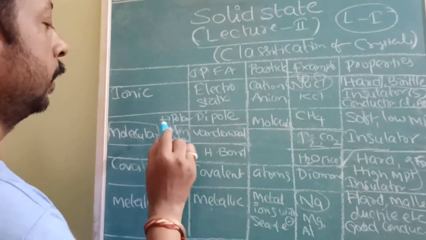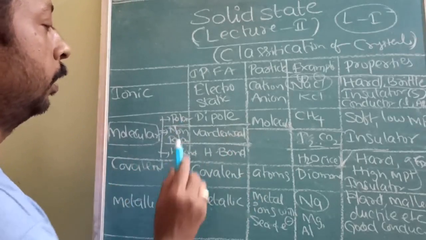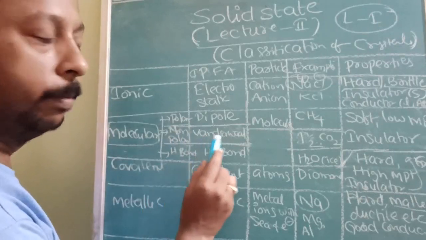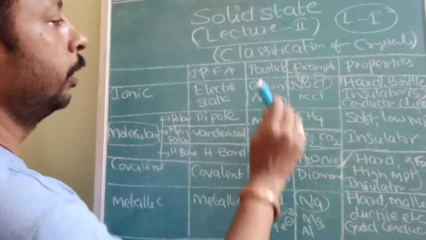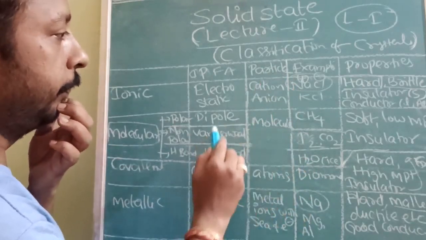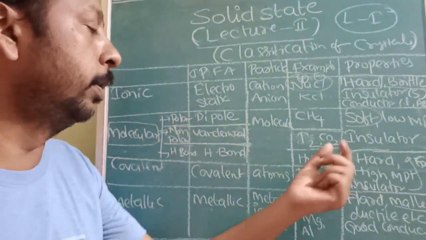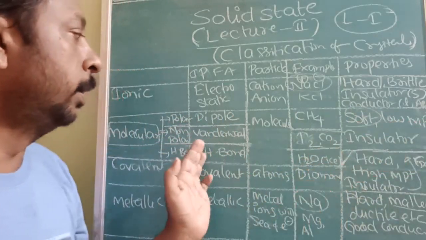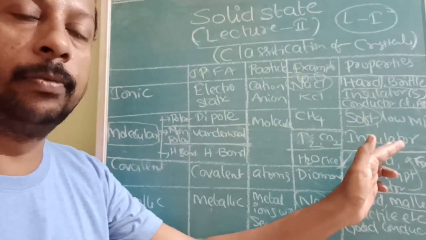So molecular crystals are further divided into how many types? 3 types: polar, non-polar, hydrogen bonded. For polar, the attraction force is dipole-dipole attraction. For non-polar, it is van der Waals force of attraction. Hydrogen bonded has hydrogen bond. Okay. So they all contain molecules only but have different properties. Because of the weak forces, dipole force, van der Waals force and hydrogen bond, they are soft in nature and have low melting point. As there is no charge to flow, they act as insulators.